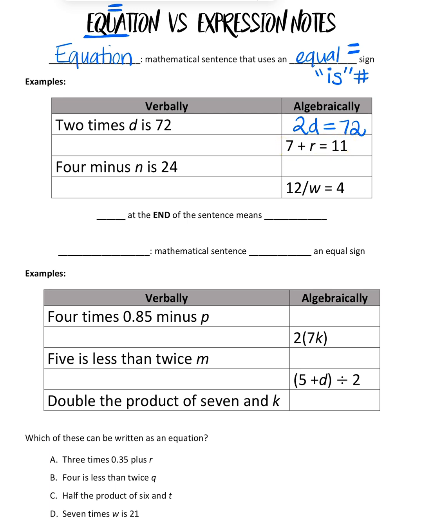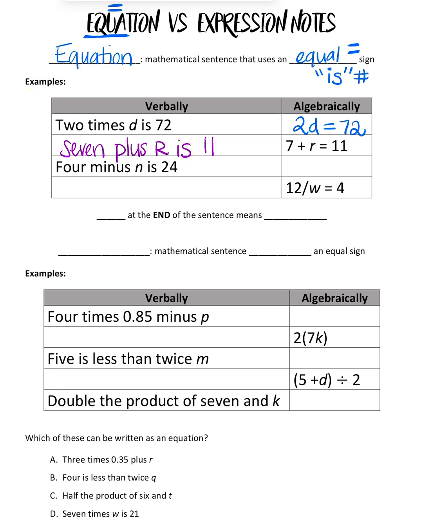All right, our next example, we have 7 plus R equals 11. So I'm going to come down here and say 7 plus R. And then what's the word for equals? That would be is 11. Sometimes verbally you're going to have your numbers written in words, and sometimes you're going to have your numbers written in numbers. So you've got to watch out for both. That's why I gave you an example with both. Again, the key word here was is, which makes it an equation.